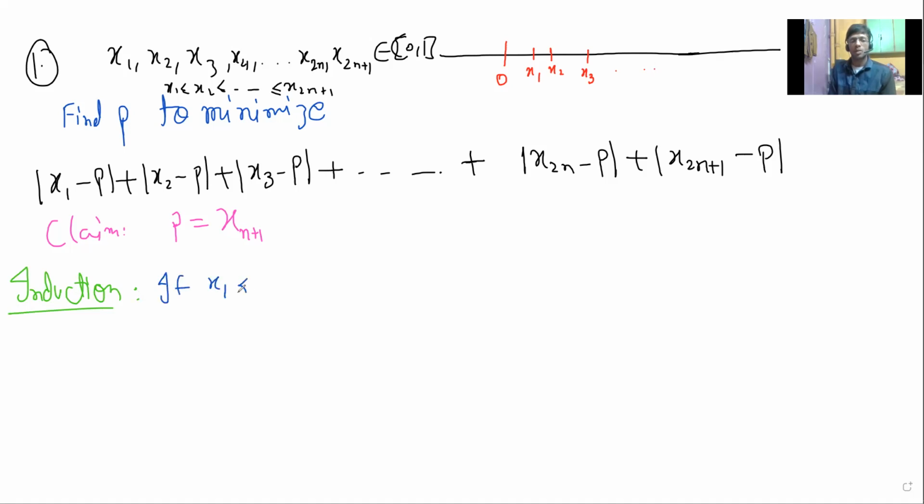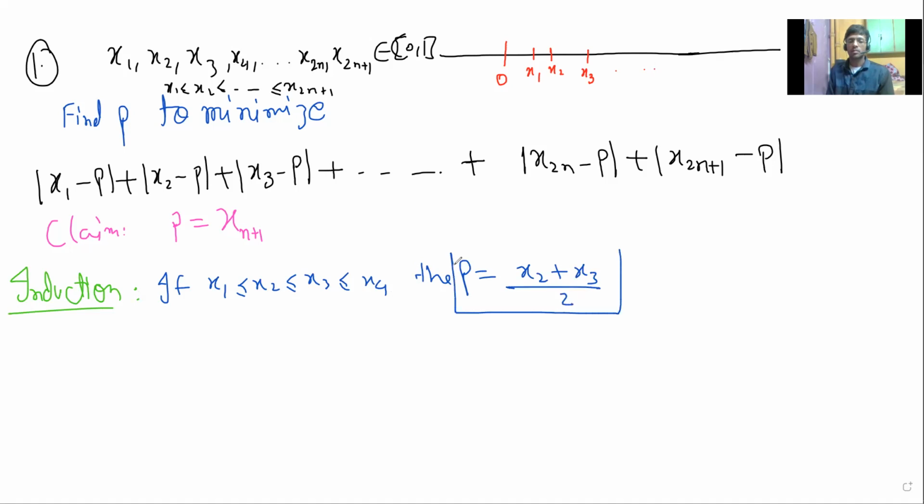Okay, so here you can see, we are trying to use induction. But when you're trying to use induction, you're going to use the smaller cases, right? So you need a claim for the smaller cases. For even, the claim is that it's the middle of the middle values. Then P should be equal to (x2 plus x3) by 2. But this is the claim. He has not yet proved it.